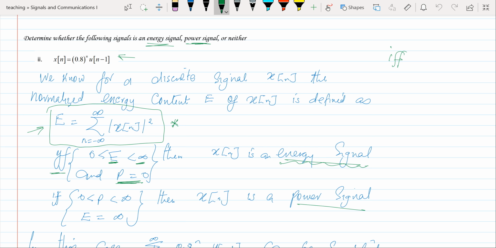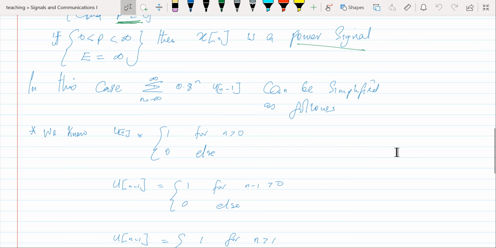So we will start with the first condition of an energy signal, where we want to evaluate the energy. We know our function is expressed as 0.8 to the power n, and it's also multiplied by u of n minus 1. This is the unit step function, for the sake of clarity, and this is a delayed unit step function, and some people might get lost.